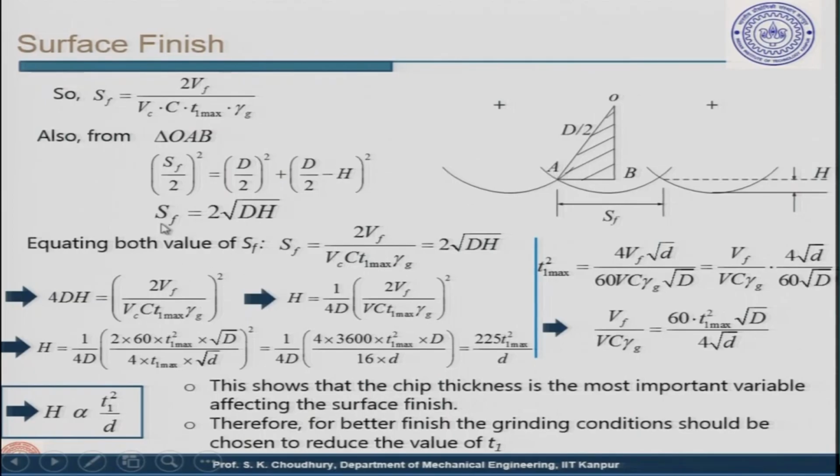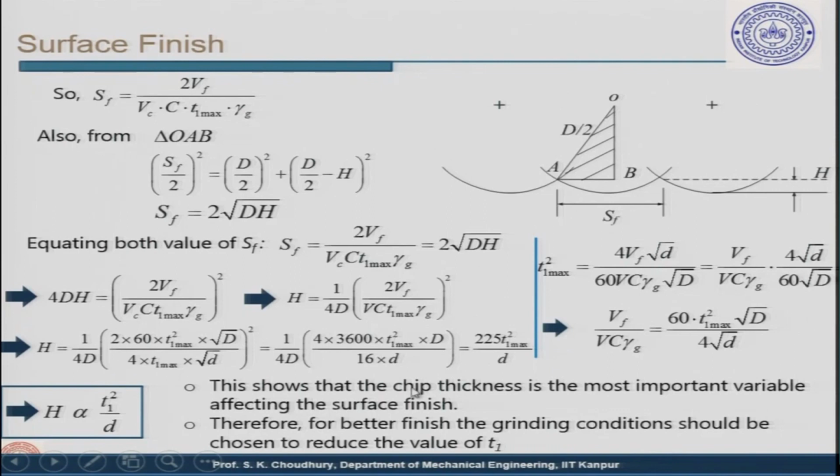Now, equating both these SF, because SF is this and here it is, we can find out, if we equate them and then put the value of the T1 maximum which we have earlier found out, and replace this value of H, that finally we get H proportional to T1 maximum squared divided by D. And this D is the diameter. So, H is proportional to T1 maximum square, divided by D.